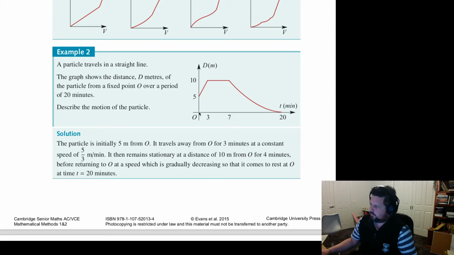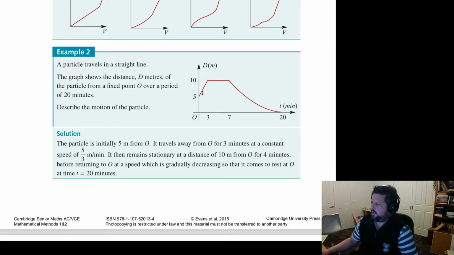So at the start, at time equals 0, you can see it's starting 5 meters away from the origin. So the particle is initially 5 meters away from the origin. It's not starting at the origin, it's starting 5 meters away here. From here, it's moving until this particular point. It's moving at a constant rate until, you can see here, this is at 3 minutes.